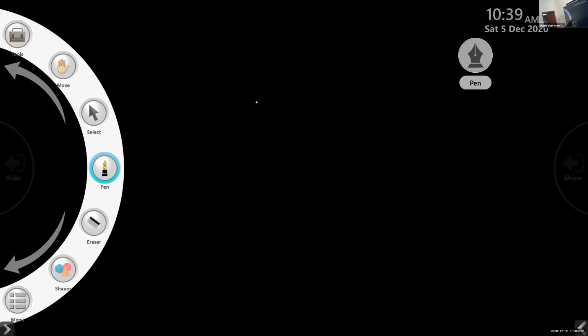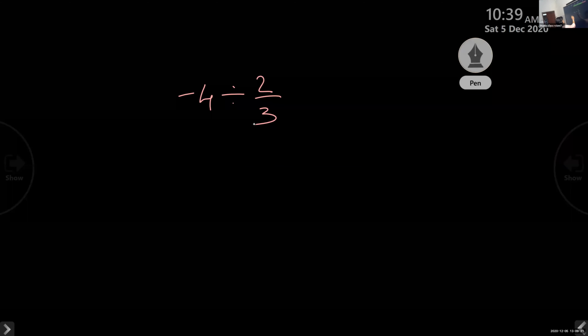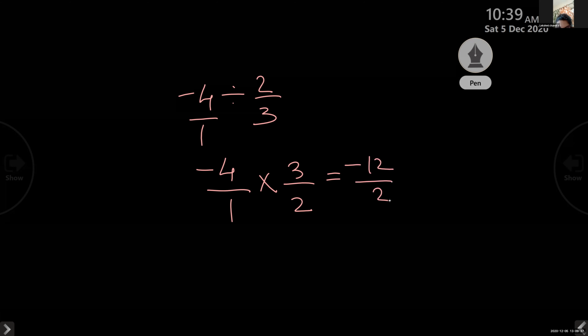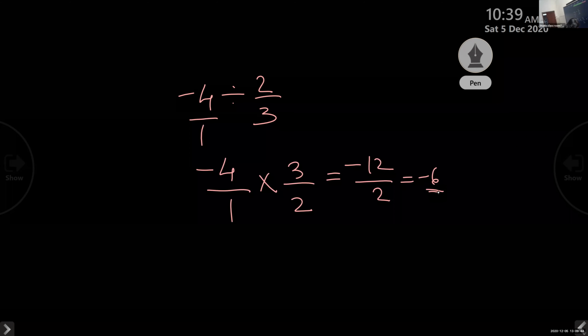See this question. Negative 4 divided by 2 by 3. I have always told you when it is negative 4, you can take it as negative 4 by 1. So how will you do it? Negative 4 by 1 into 3 by 2. Negative 12 by 2, it is negative 6.